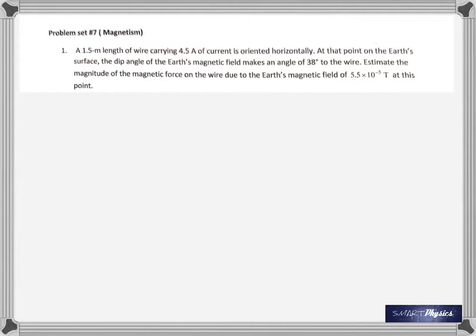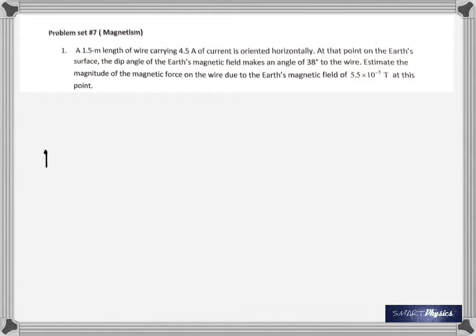And now you need to know that the dip angle is the angle made by the horizontal component of the Earth's magnetic field with the actual magnetic field, which means that the Earth's magnetic field is not horizontal. But we are only interested in the horizontal component in this case because the wire is kept horizontally.